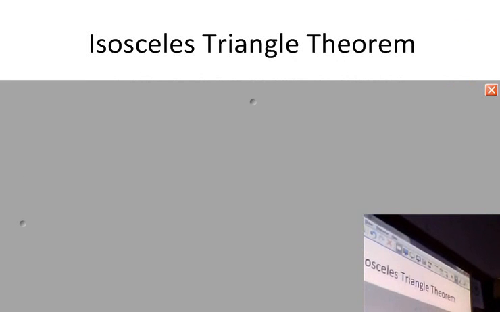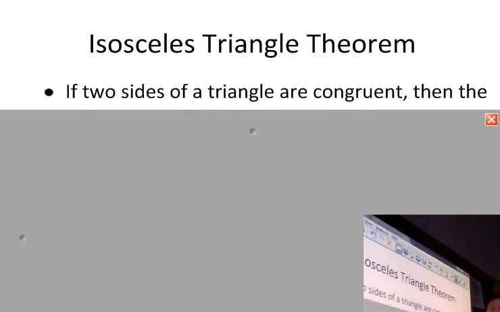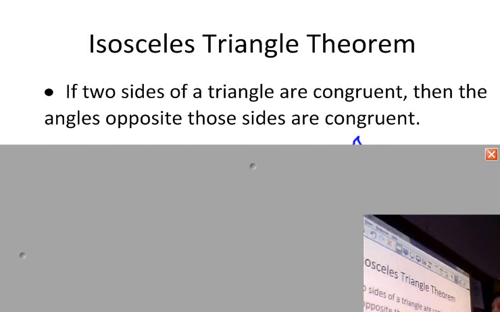Here's the isosceles triangle theorem. If two sides of a triangle are congruent, that's an isosceles triangle, then the angles, the base angles, the angles opposite those sides are congruent. That is the isosceles triangle theorem.